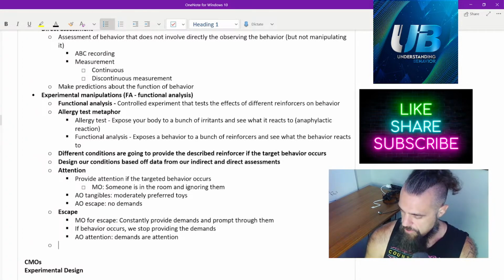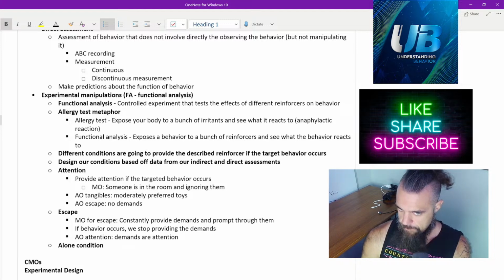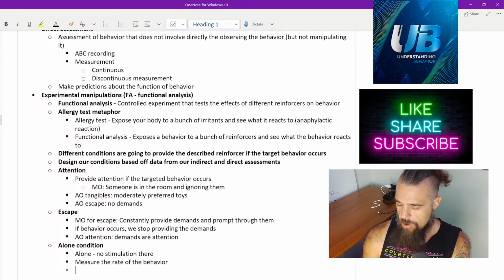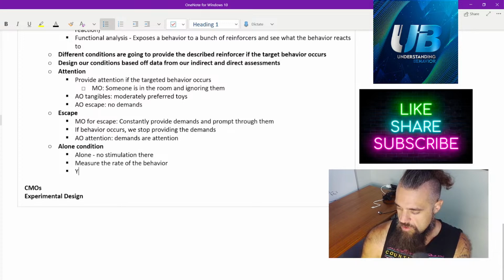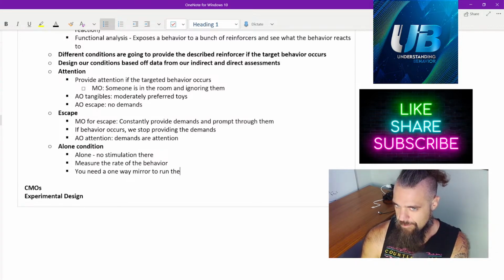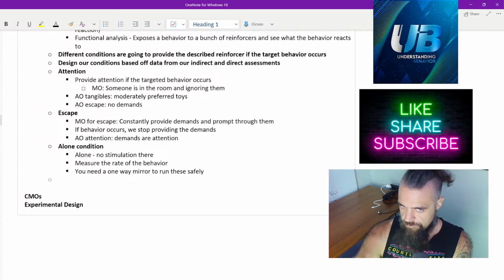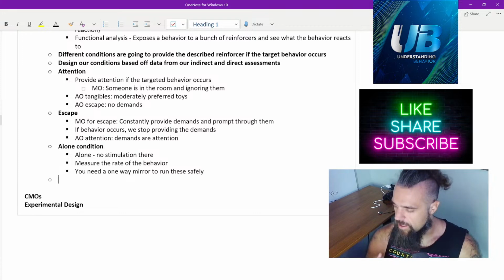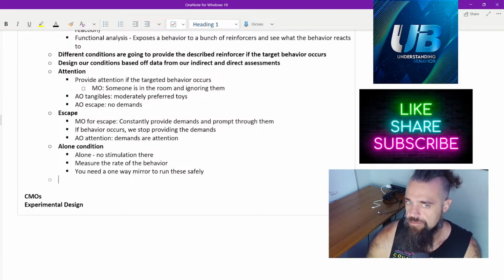Alone condition. In this one, they're alone. No stimulation. And we just measure the rate of the behavior. One thing I will add here is that you need a one-way mirror, essentially, to run this safely. So you need to be able to look in and observe them, but they can't look out. Best way to do an alone condition.